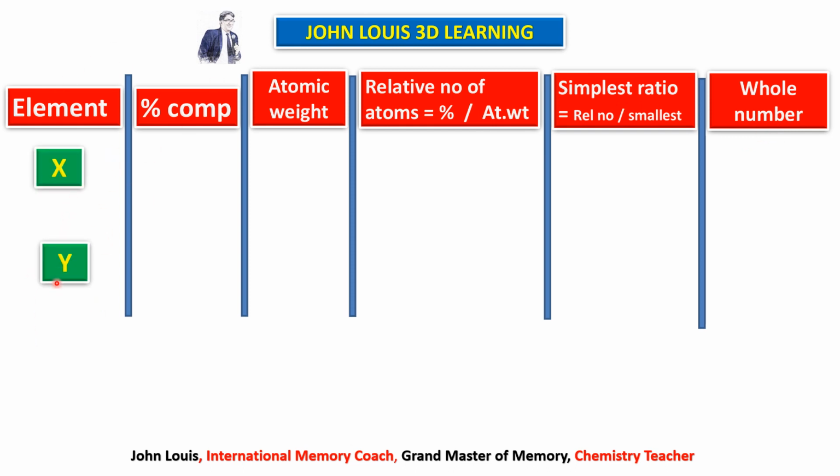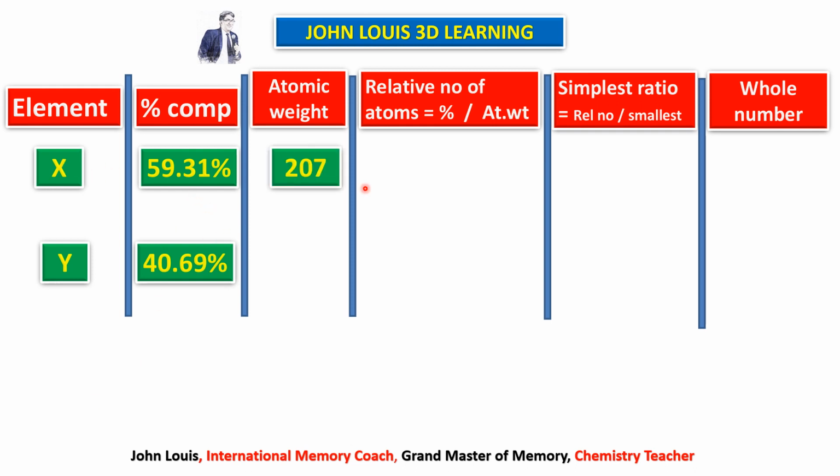So we have got two elements X and Y. What is the percentage of X? 59.31, which we had seen already given in that sum, and Y is equal to 40.69. If you sum up these two, you should get 100. Then what is the atomic weight of X given? 207. That is given in the sum. Suppose we know the element, we have to take its atomic weight from the scientific data book, or we should know it by heart. Then the atomic weight of Y is given as 35.5.